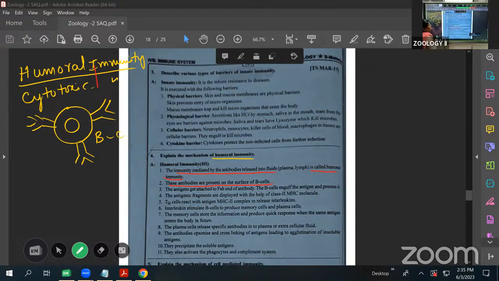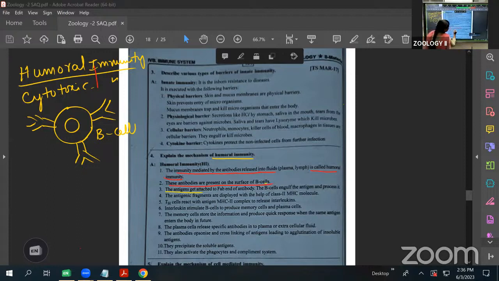Normally, the antibodies are present on the surface of the B cell. These antibodies kill the antigens. Here, on the surface of the B cell, the antibodies are present.